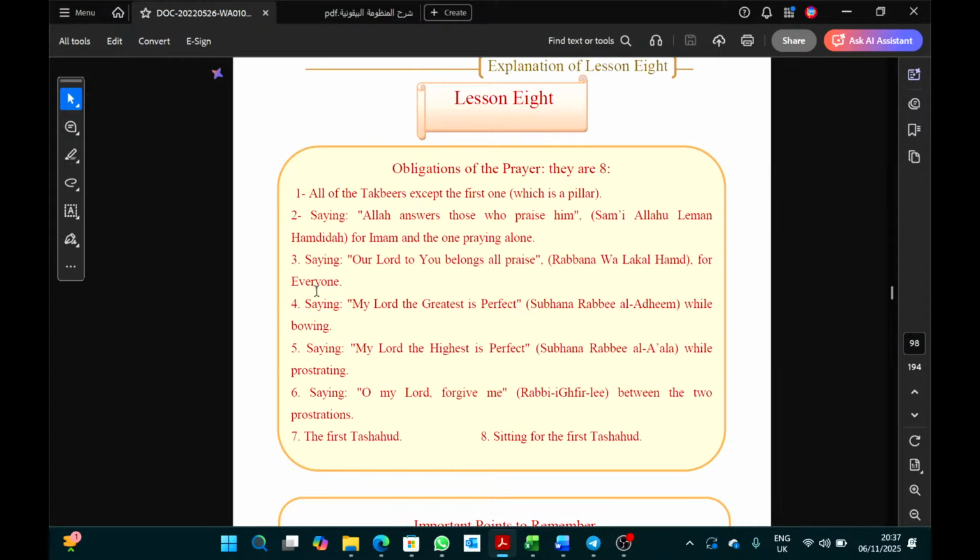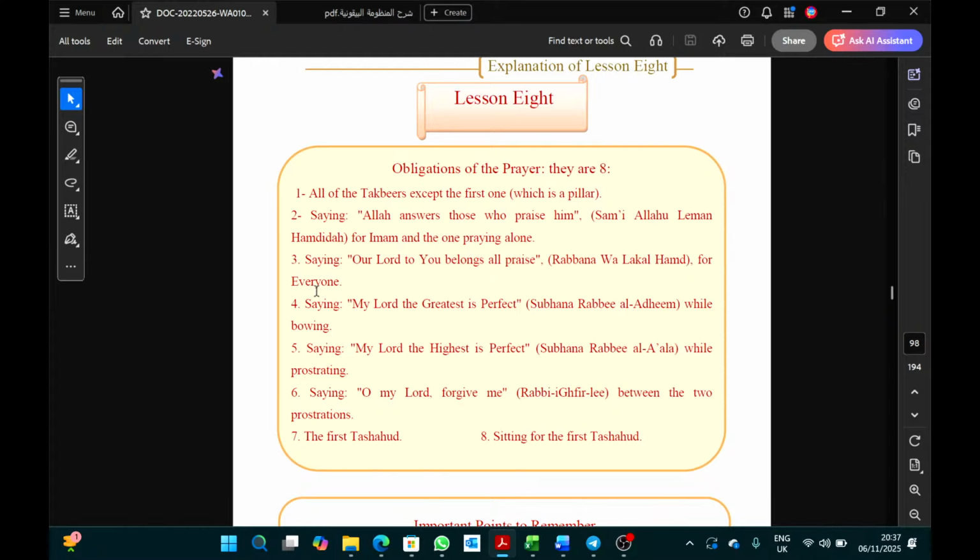What are the obligations? There are 8. Number 1, all of the takbirs except for the first takbir. So remember, takbirat al-ihram is a pillar. The other takbirat are known as takbirat al-intiqal. Intiqal means, what does intiqal mean? Yeah, to move. Or transport or transmission, any of those meanings, depending on the context.